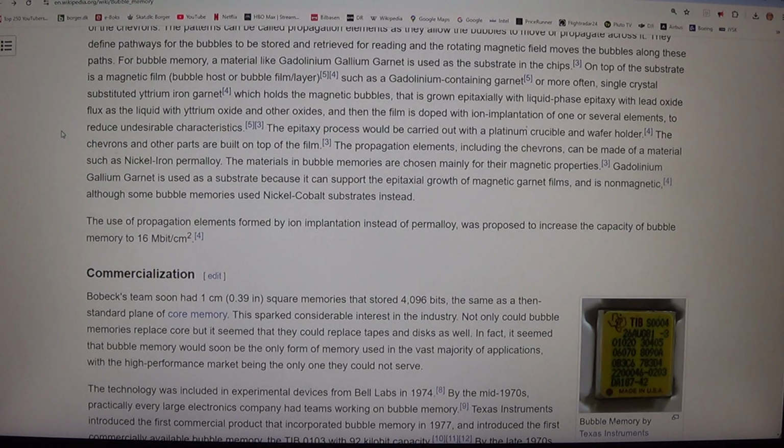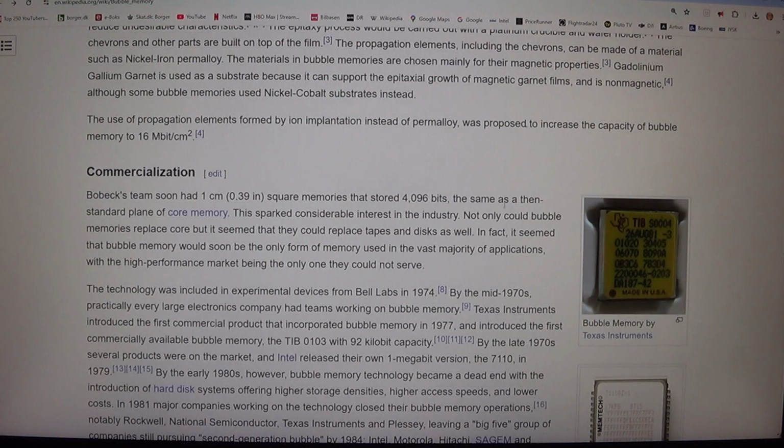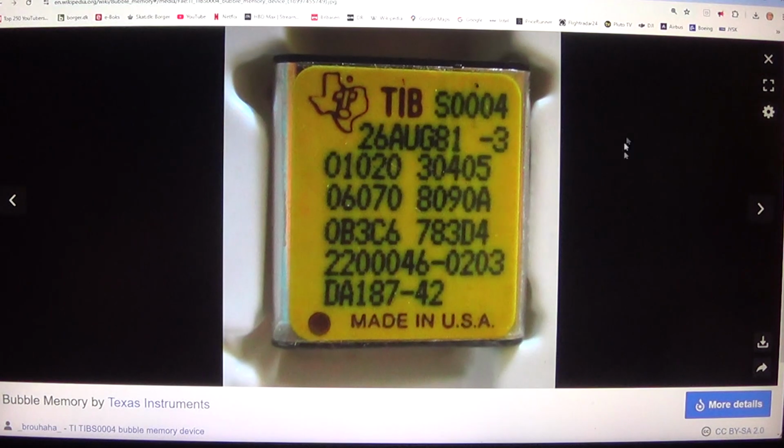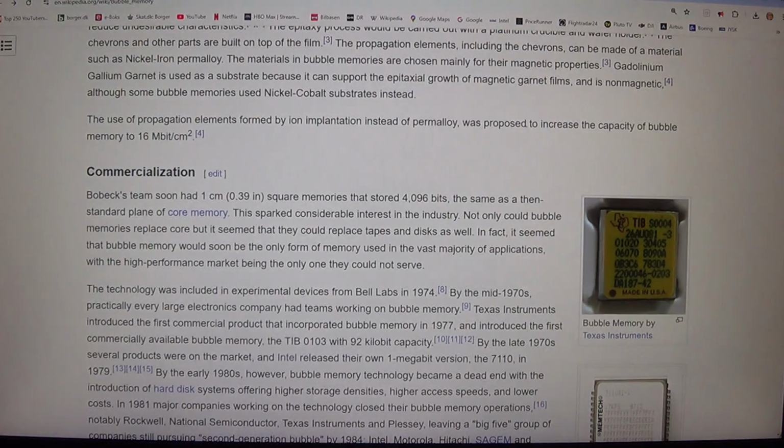The chevrons and other parts are built on top of the film. The propagation elements, including the chevrons, can be made of a material such as nickel iron permalloy. The materials in bubble memories are chosen mainly for their magnetic properties. Gadolinium gallium garnet is used as a substrate because it can support the epitaxial growth of magnetic garnet films, and is non-magnetic, although some bubble memories used nickel cobalt substrates instead. The use of propagation elements formed by ion implantation instead of permalloy was proposed to increase the capacity of bubble memory to 16 Mbit/centimeter.